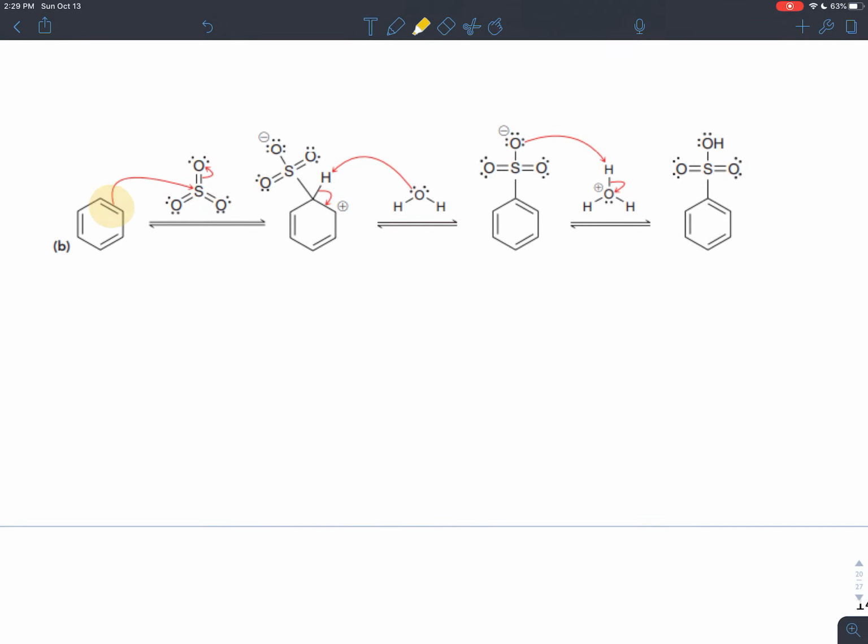In this next one, we have a nucleophile, a pi bond, attacking an electrophile. That sulfur is slightly positive because it's bonded to so many electronegative oxygens. Nucleophile attacking an electrophile. The electrophile is not hydrogen. That's nucleophilic attack.